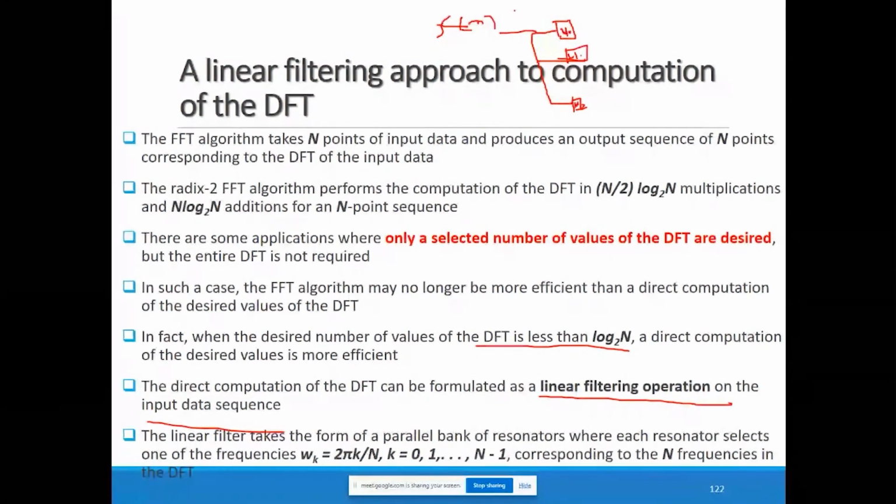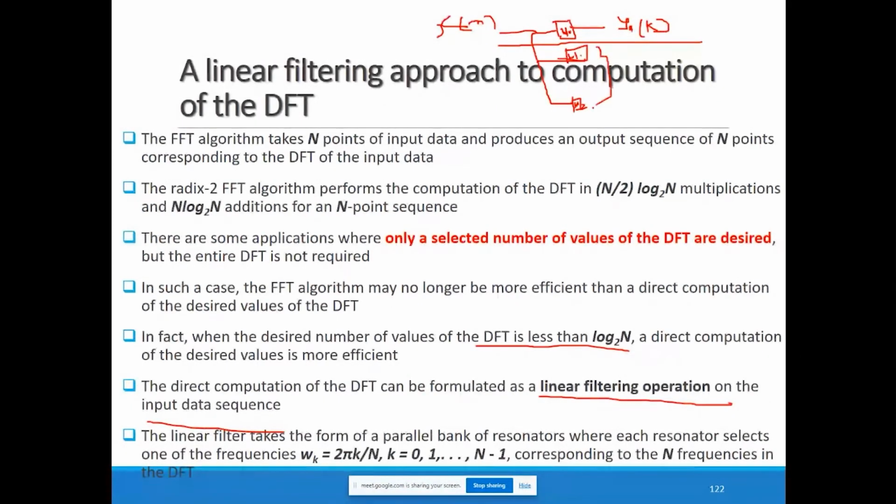Now x of n is given commonly into all the filters. Suppose our requirement is only one data point, say y1k only or y0k. Then we use this particular filter only, and the remaining are unused. In this case, we perform the operation with this single filter and obtain y0k. So if our approach is selective, then this linear filtering approach is advantageous.